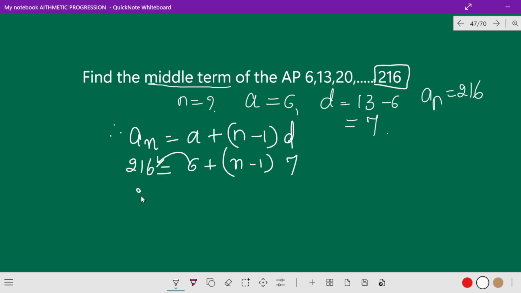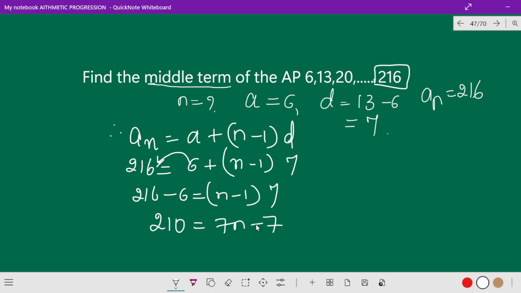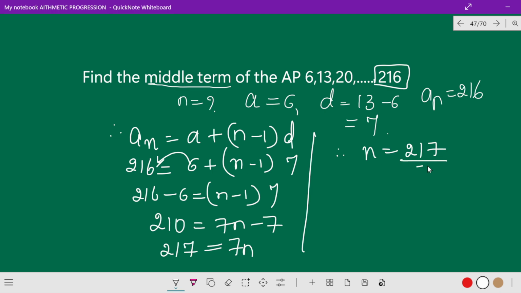Get the 6 to this side. 216 minus 6 is equal to (n minus 1) into 7. So 210 is equal to 7n minus 7. Bring the 7 to this side, it becomes plus 7. 217 is equal to 7n. Therefore, n is equal to 217 by 7. 7 threes are 21, 7 ones are 7. So n is 31.